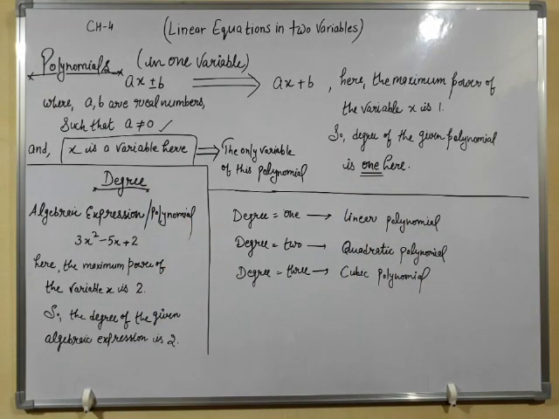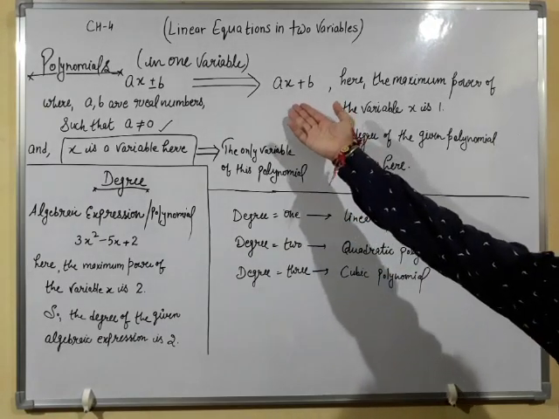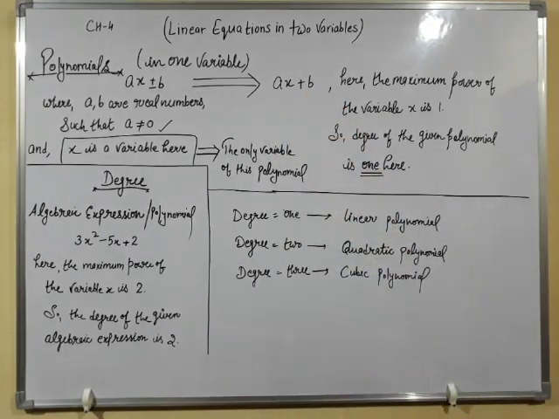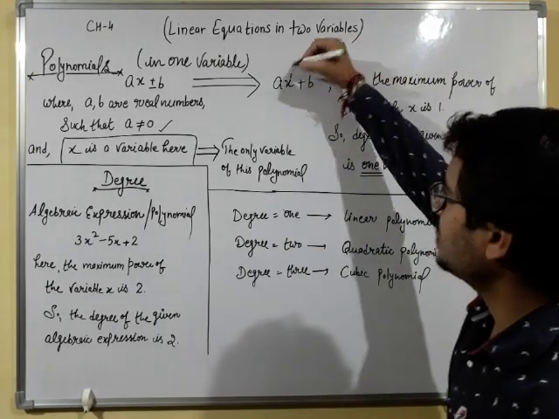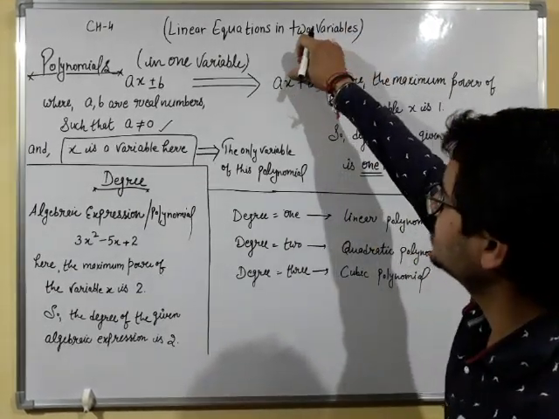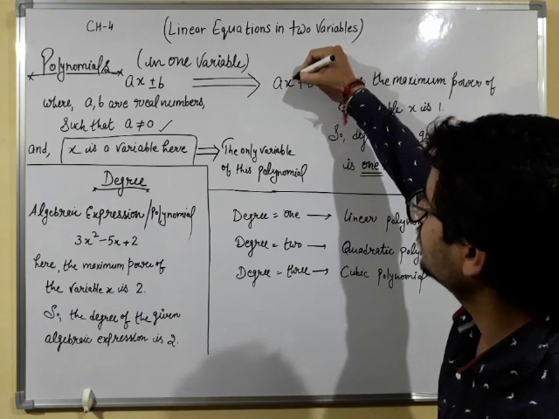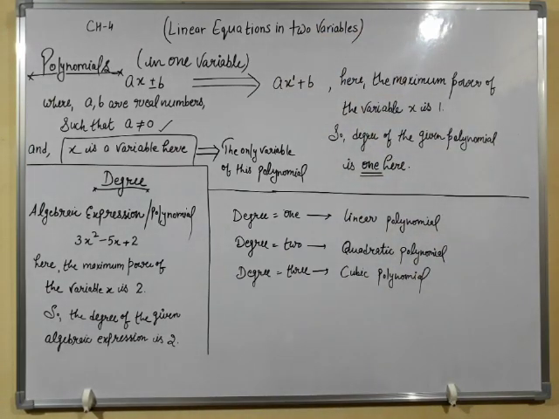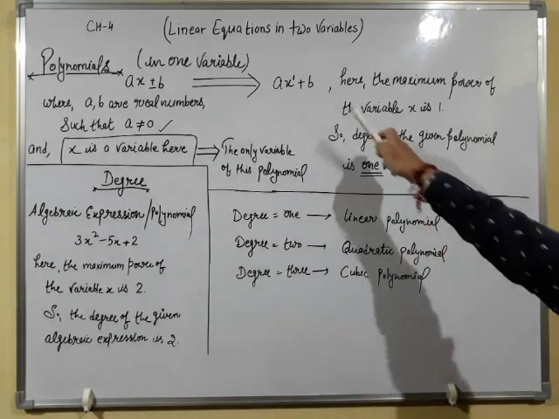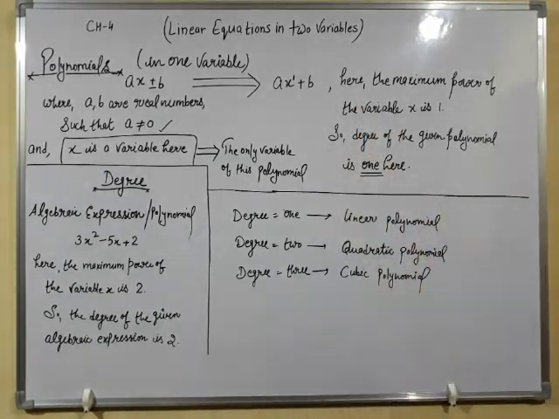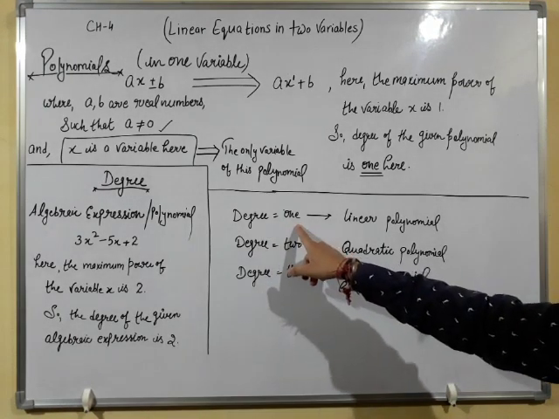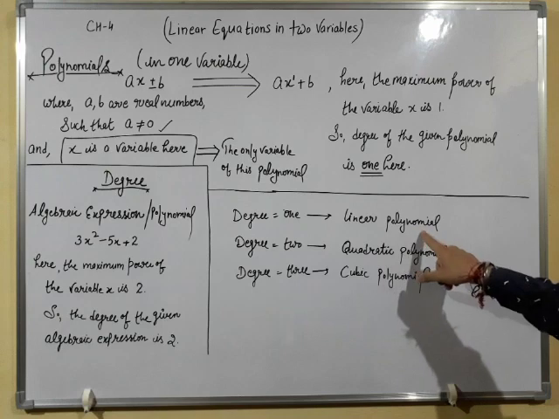Okay, now move on to our main topic. Suppose ax plus b is a polynomial in one variable where a and b are real numbers and x is a variable. Here the maximum power of the variable x is 1, because we can write x raised to the power 1. We can write like this. So the degree of the given polynomial is 1 here, and if we have degree 1, then that polynomial is considered a linear polynomial.